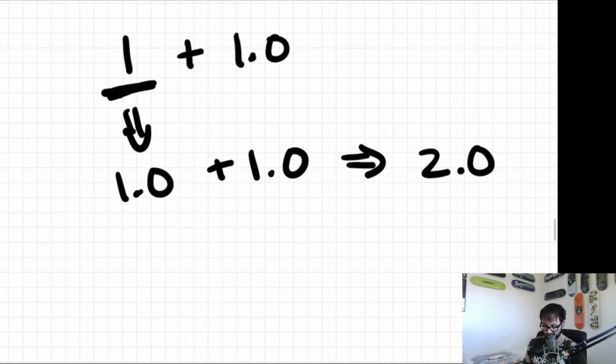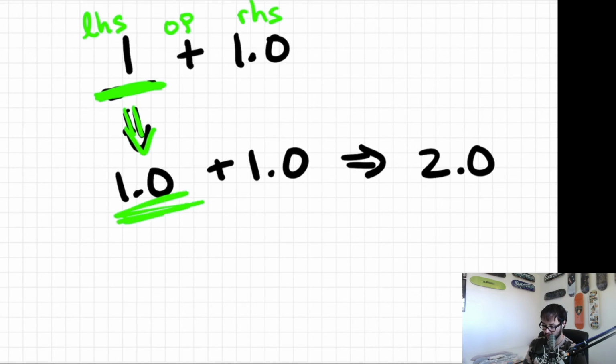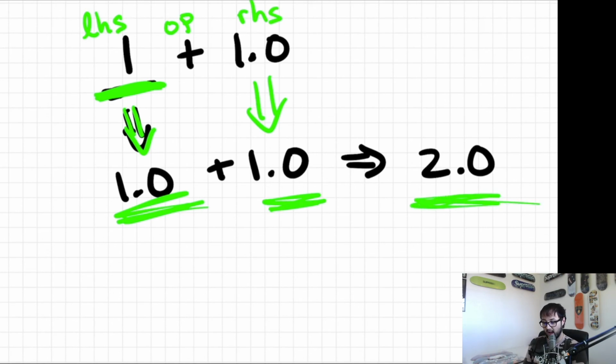So pretty much if you have something like this, where you have 1 plus 1.0, left-hand side, operator, right-hand side, this 1 gets turned into a double, and then this double gets used, which gives us a double of 2.0. I'll call them doubles a lot, but note they're just floating point numbers, because for the most part, you'll use doubles in your programs.